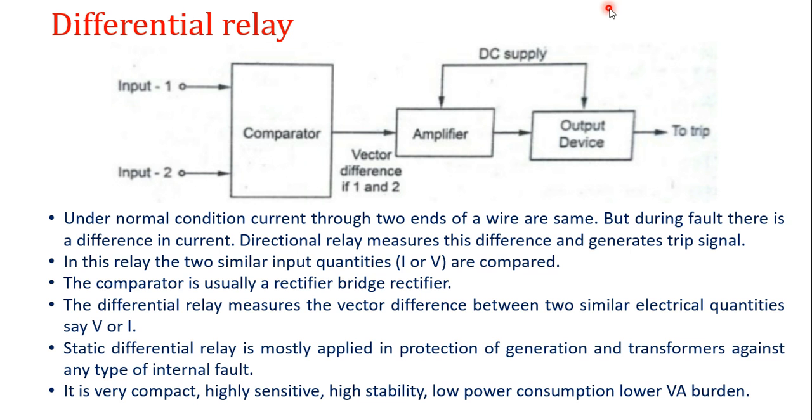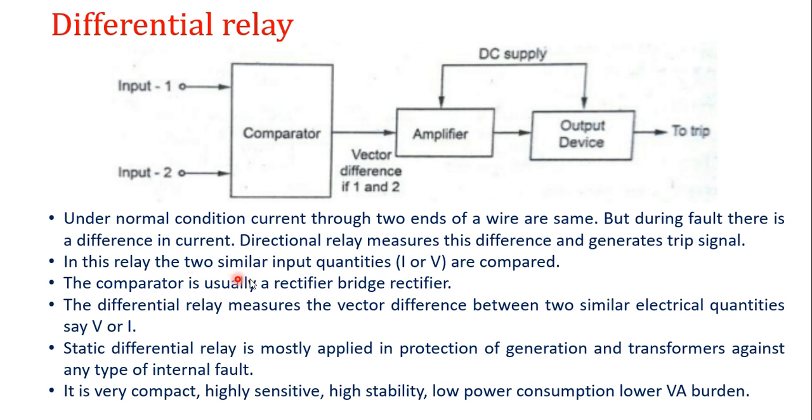Currents at the two ends of the line are measured. In the normal case, if it is a series connection, both currents at the two ends of the line will be equal and there is no summation of the current at the relay coil. But if there is some fault in between the system, there will be a change in the current at the two ends of the line, and it is measured by the differential relay.